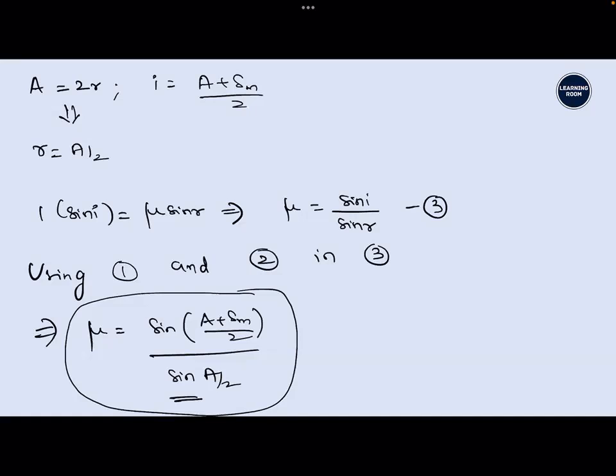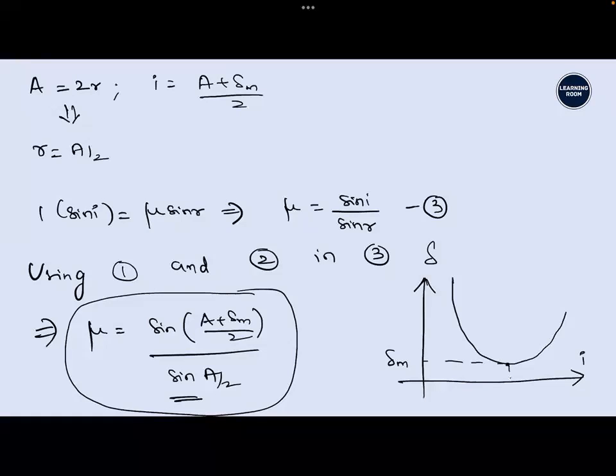Now, when you plot a graph which shows the variation between delta and I, the graph you draw will look something like this. First, the angle of deviation will decrease as the angle of incidence keeps increasing, and then it will start increasing again. There is one particular point at which you have the least angle of deviation, and that is the place where I will be equal to E.